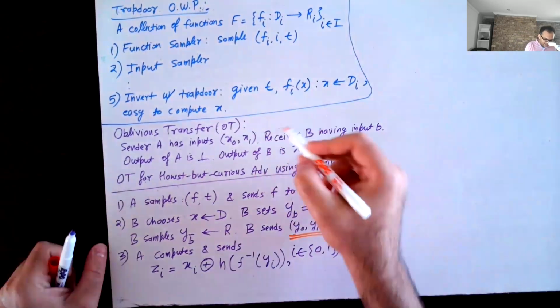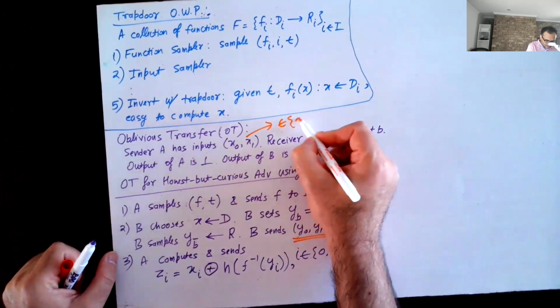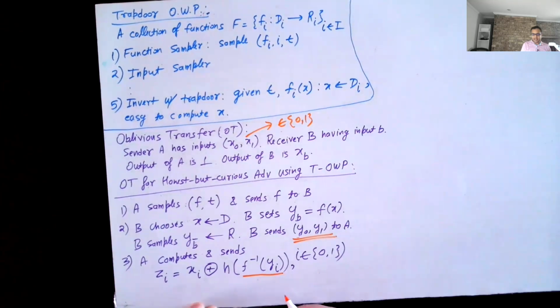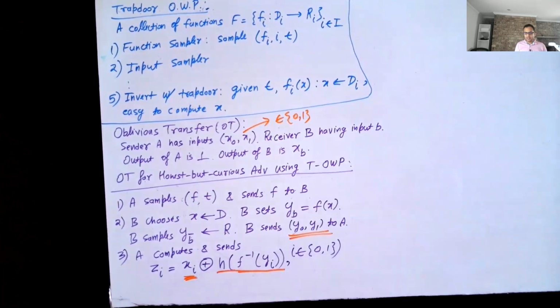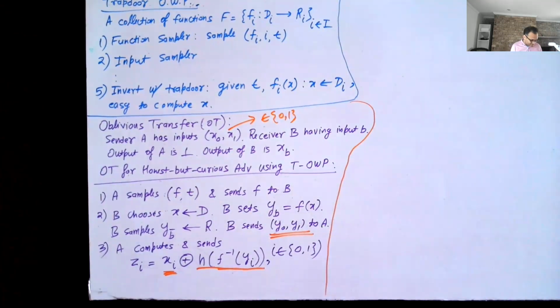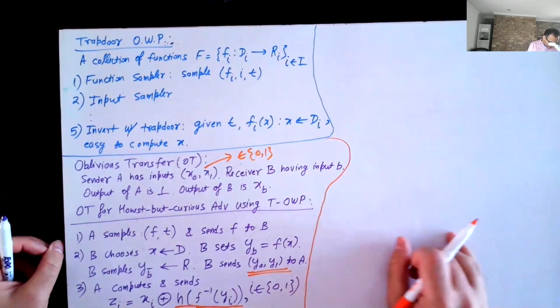And I should mention here that these are really just bits. Okay, so this represents the preimage of yi, and this is the hardcore bit of the preimage, and you are just using one-time pad now to encrypt xi. And that finishes the protocol. How does B recover the output?